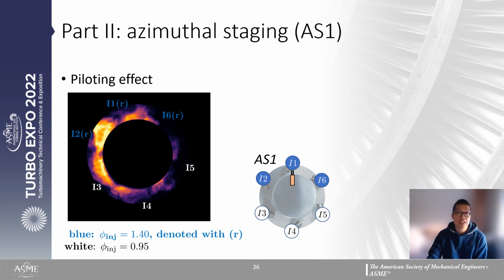I just want to emphasize here that when we mean rich and lean injectors, it is a relative thing. In this case, the lean injectors do indeed have equivalence ratio less than 1. But generally speaking, in staging, the lean injectors are simply leaner than the others and can still be fuel rich with equivalence ratio more than 1. So we see that at the beginning of this video, all injectors have been successfully ignited.